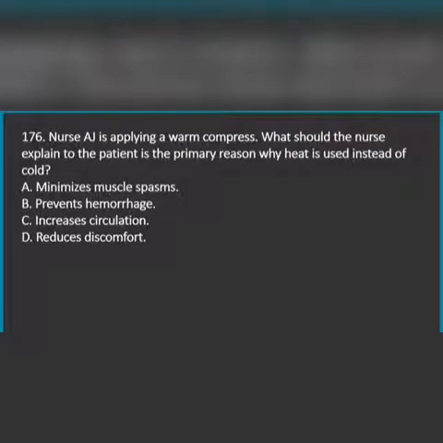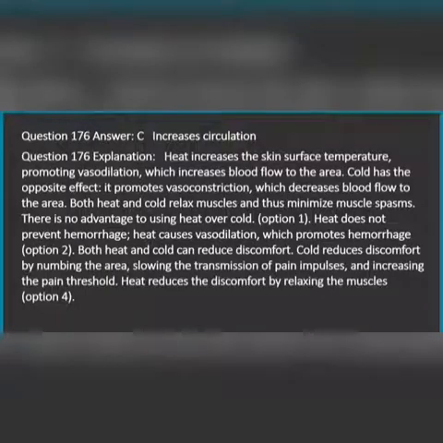Question 176. Nurse AJ is applying a warm compress. What should the nurse explain to the patient is the primary reason why heat is used instead of cold? A. Minimizes muscle spasms. B. Prevents hemorrhage. C. Increases circulation. D. Reduces discomfort.